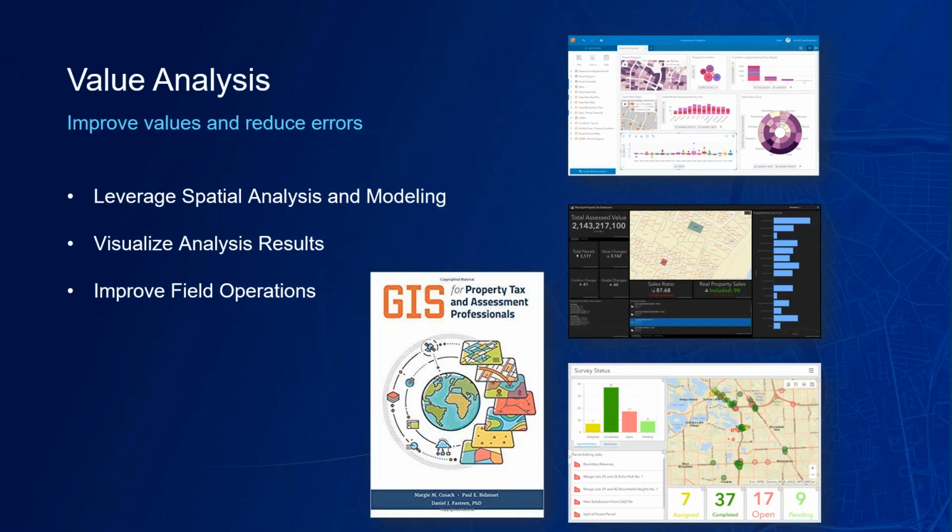ArcGIS has many analytical tools to help assessors and valuers improve values and detect errors. Advanced analytical capabilities like geographically weighted regression and machine learning are all available in the familiar ArcGIS user interface. You can easily perform many types of exploratory analysis, test your models, and visualize your results using maps, charts, and graphs that all work together. You can improve field efficiency by scheduling work, optimizing routes, eliminating paper, and have a holistic view of where your work and your field workers are.